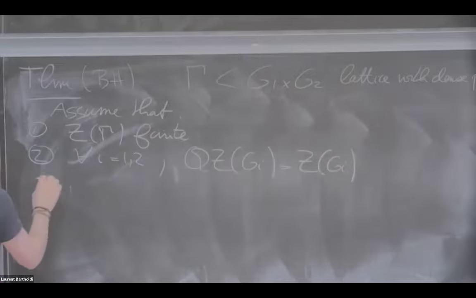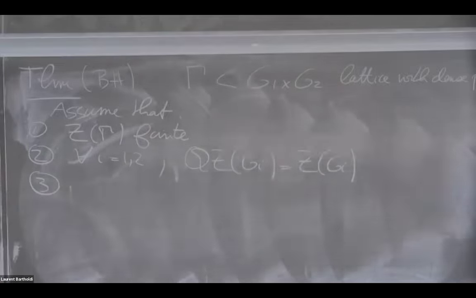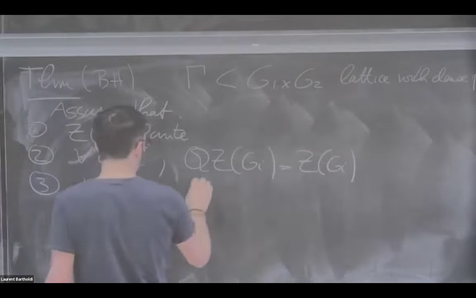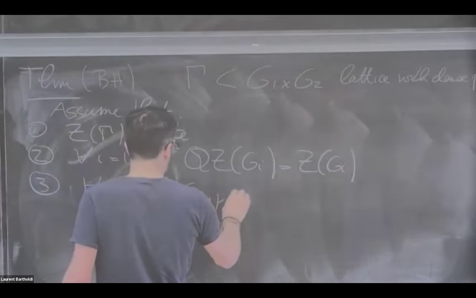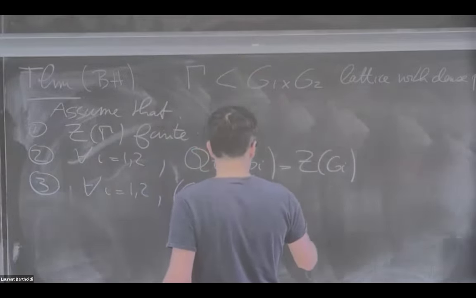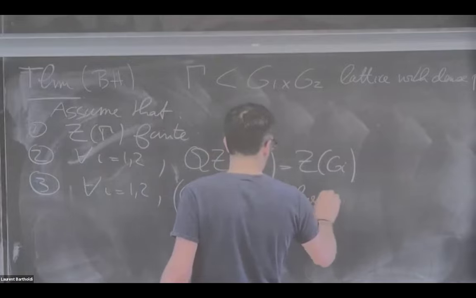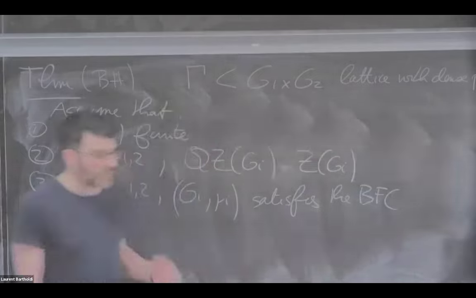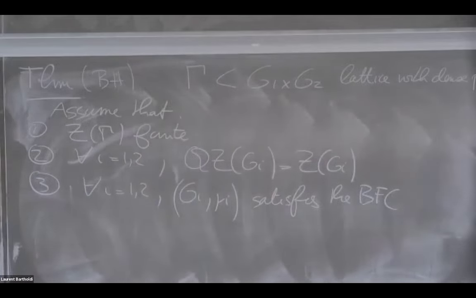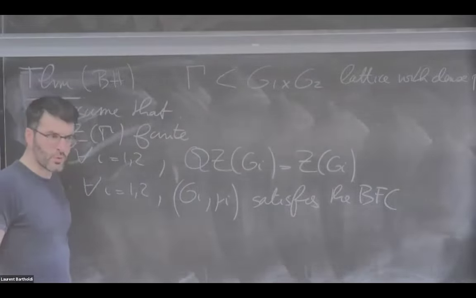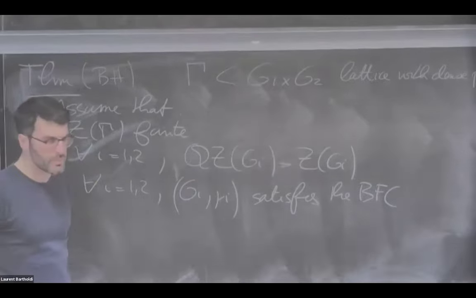And the third assumption is that for every i also, I want the pair to satisfy the boundary freeness function. And again, in many examples, this is satisfied. For instance, for simple algebraic groups or for groups acting on trees, this will be satisfied.